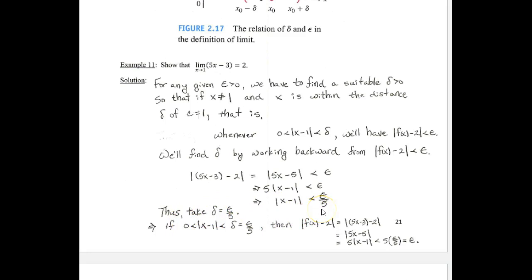Because remember, I had to find a delta such that when the absolute value of x minus 1 is less than delta, you have the absolute value of f of x minus 2 is less than epsilon. So by working backwards from this, I can see what delta has to be. It has to be epsilon over 5. So as long as the distance between x and 1, the absolute value of x minus 1, is less than that delta, which we just saw was epsilon over 5, then the distance between f of x and its limit is less than epsilon.